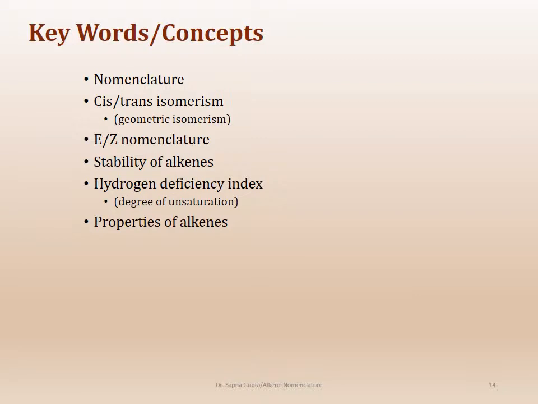So for this chapter, we really don't have a whole lot, just a little bit of things. You have to know the nomenclature. You should know cis and trans geometric isomerism, the E and Z nomenclature, stability of alkenes, how to calculate the hydrogen deficiency index or the degree of unsaturation, and some of the properties of alkenes, not the applications, but just the properties, which means you should be able to predict their boiling points and solubilities. So that is just this part. In the next section, we're going to talk about the synthesis of alkenes, and then we'll go on to reactions.